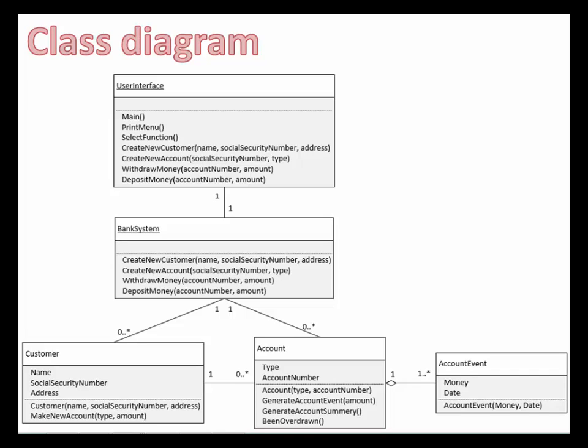In this case we have create new customer, create new account, withdraw money and deposit money. The same methods that we had in the user interface. These 2 classes are underlined. These are static. We only need 1 user interface and we only need 1 bank system, and therefore we are making the classes static.